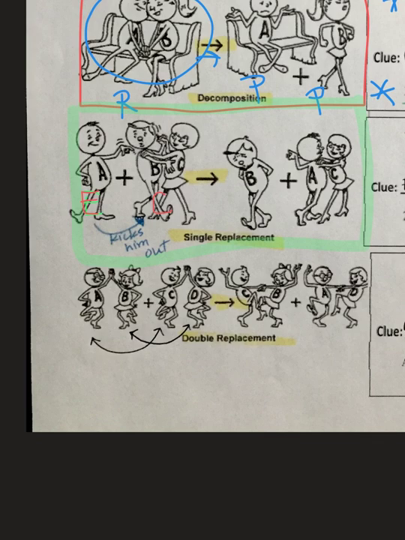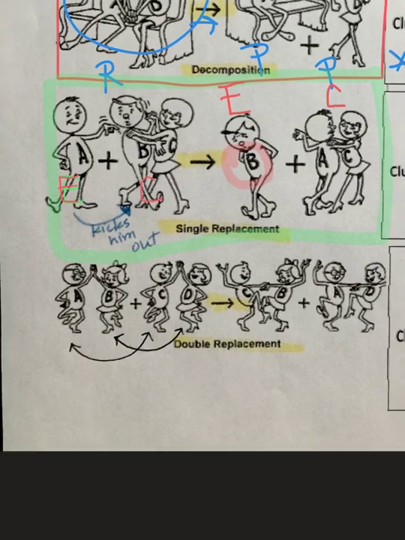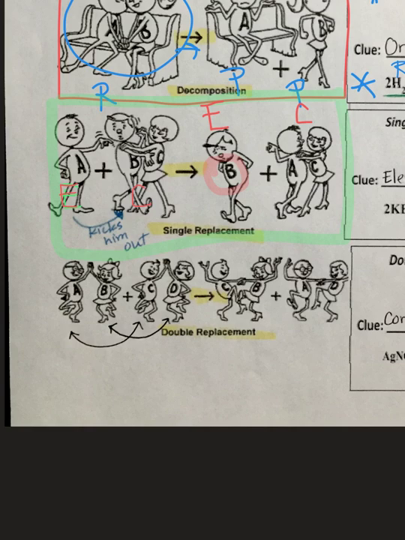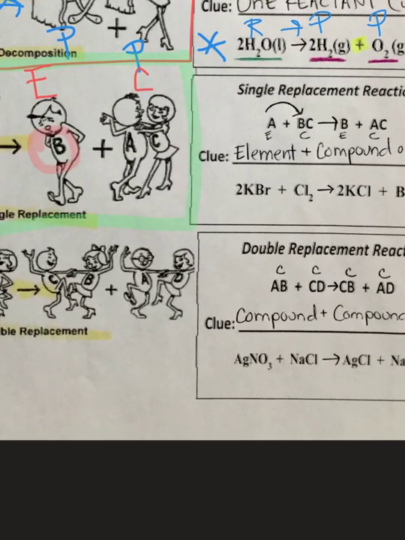And afterwards, you still get an element because it's one letter all by itself, and you get the compound. So on both sides of this reaction, this is the only reaction that you have an element and a compound on both sides. As we get further into single replacements, we will learn that one element is going to replace the other. That's why it's called single replacement. Okay? The letter A will replace B, as you can see right here.